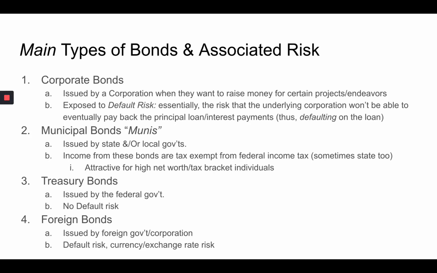These are really attractive for high net worth, high tax bracket individuals. Especially if you're closer to retirement, you're going to want to have some money in municipal bonds, just because the interest or capital gains you're getting from these bonds are completely tax exempt from federal income tax. Next, we have treasury bonds, which are issued by the federal government.